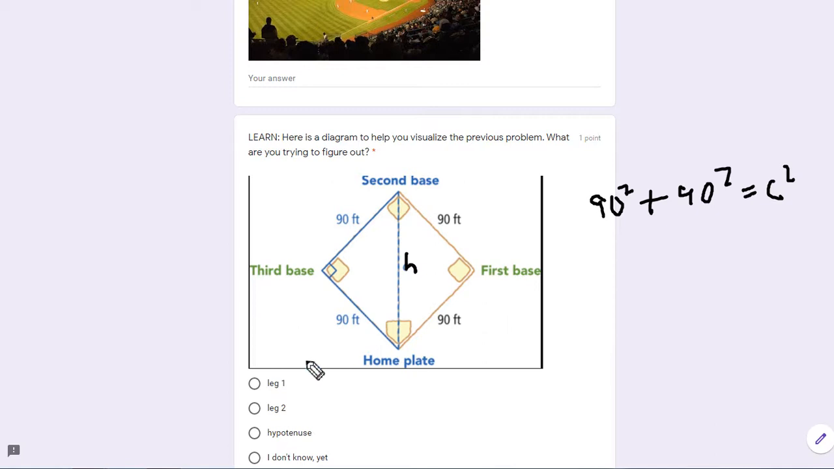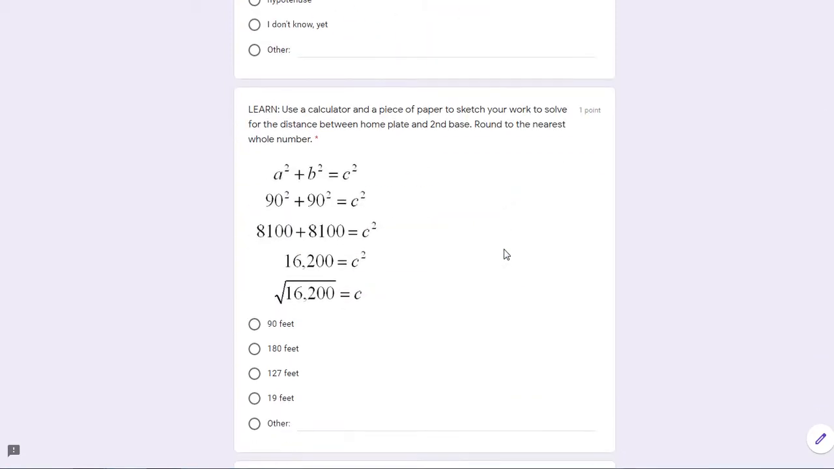Now, the key is understanding that this goes into c squared. Okay, so the question wants to know, what are we trying to figure out? We're trying to find the hypotenuse. Okay, so as we go along, we're going to solve this problem. Okay, let's scroll down. They've given us an example of the problem, and you will notice that they've taken 90 squared, and 9 times 9 is just 81, and since we did 90 times 90, there's going to be 2 zeros. So that was kind of easy for us to do in our head.